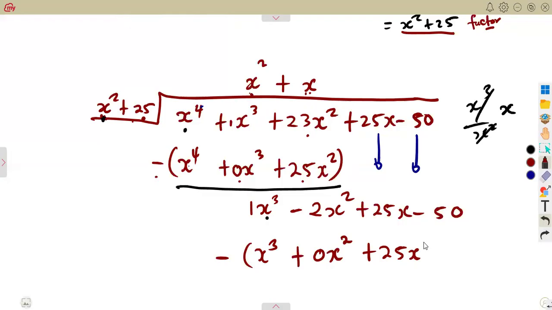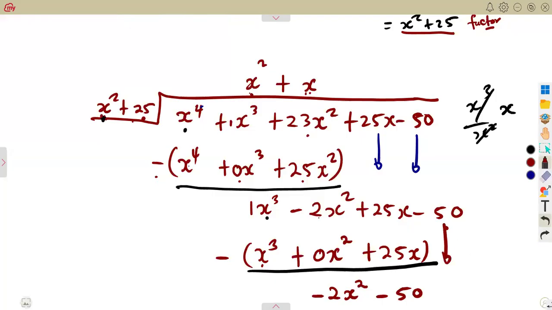Then subtract. All right, so by subtracting, that is going to cancel this x cubed and x cubed. Then minus 2 minus a 0 there, that's a minus 2. That's minus 2x squared. The 25x and 25x cancel. You remain with a minus 50 that you're going to drop down here.